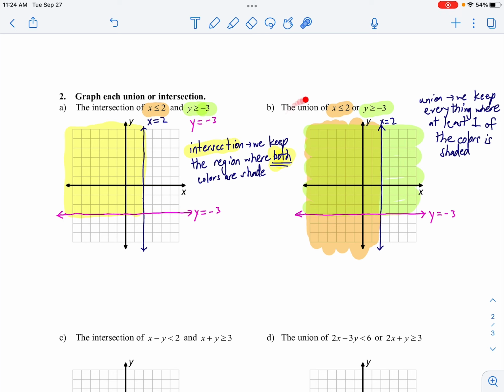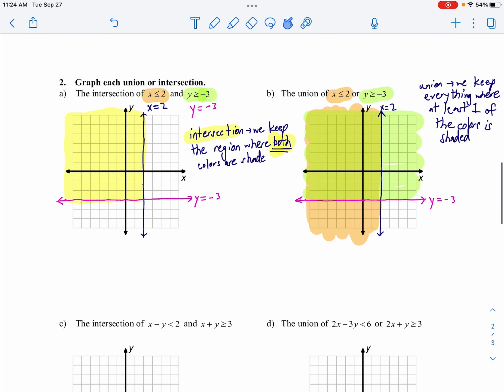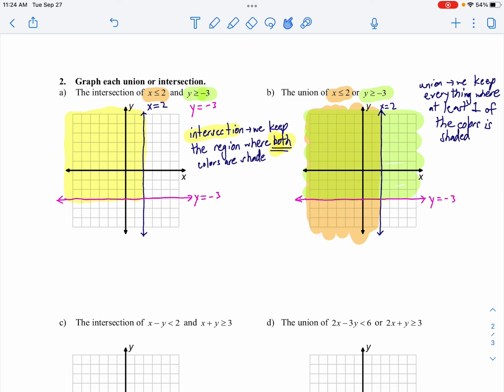For part B, the union of the two inequalities, that's either or, so we keep everything where at least one of the colors is shaded. I hope that makes at least a little sense. Again, ask Mr. Miller. Pause, rewind, okay? Email me. All right. Sorry I'm gone, but not much I can do about it.